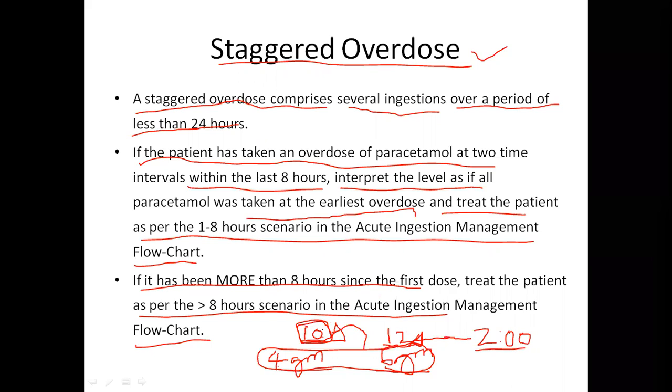Yani how many hours will it be? From 10 to 2, 4 hours. So you can check his paracetamol level and start the NAC if it is above the nomogram line. Is that clear or no? Clear.